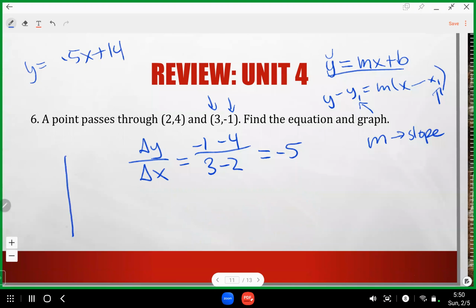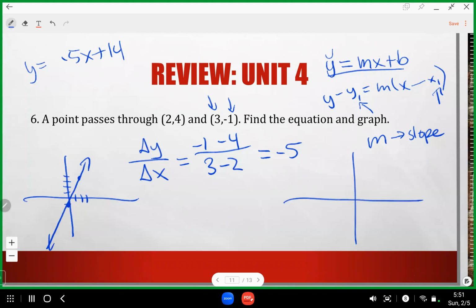So the easy way to do this, which might not be so easy when you get bigger points, is to just connect the dots. It's 2, 4, right? So 2, 4 is here, and then 3, negative 1. 3, negative 1 is here. Connecting the dots, we get this line right here. Or you could do it the y-intercept way.